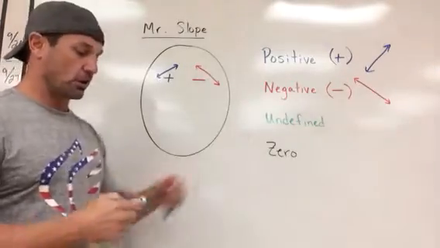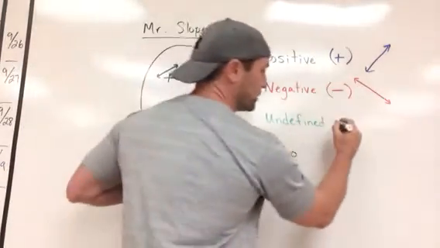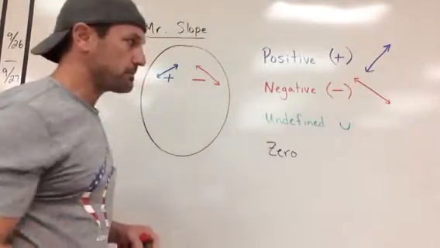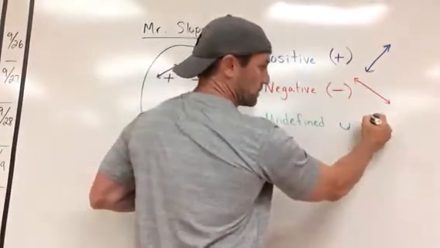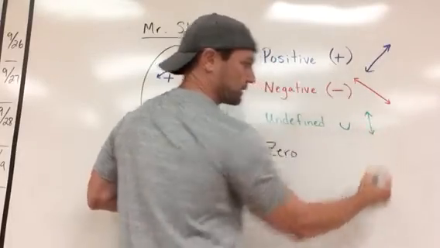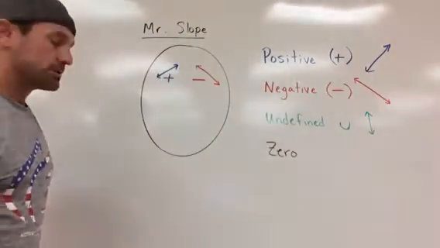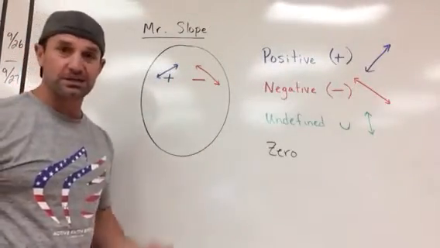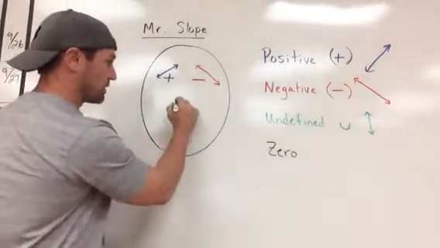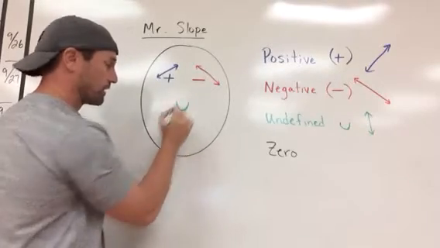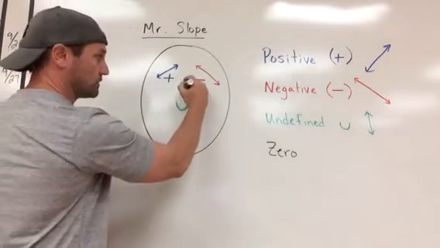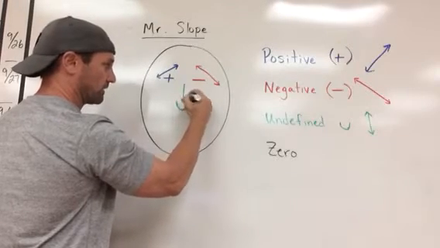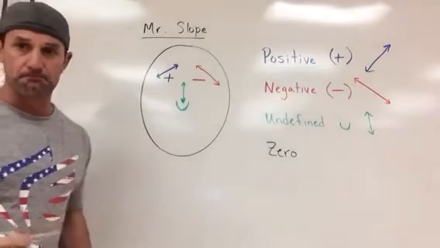Our undefined slope, we're just going to put a U for undefined. And we know that the undefined slope goes vertically, straight up and down. So we have two eyes, we've got some eyebrows. What do we need next? We need a nose. So our nose is going to be the U for the undefined, and the bridge of the nose is going to be the graphed line there.